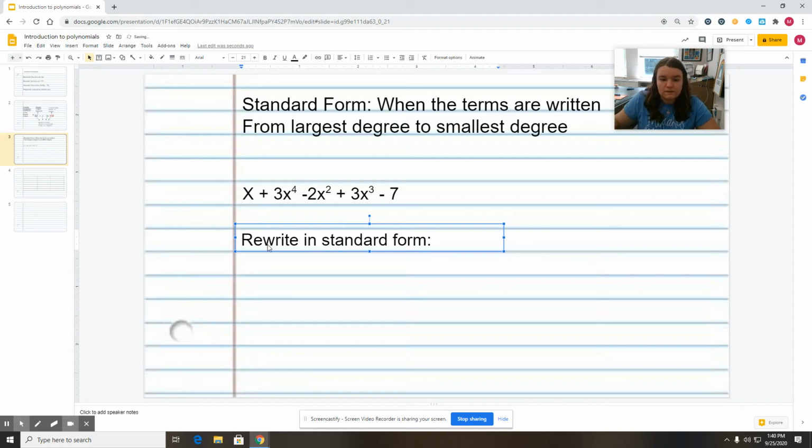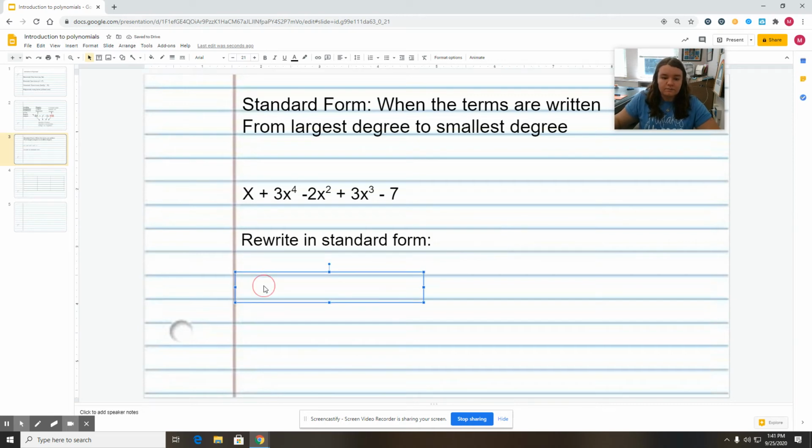So to write something in standard form, all you have to do is put the highest exponent first, so that will be our positive 3x to the 4th. Then we have a 3x to the 3rd. Then x to the 2nd, bring the sign with it, so this is a minus 2x to the 2nd. And then our plain x, and then the minus 7. So it goes in order, highest exponent to lowest exponent.